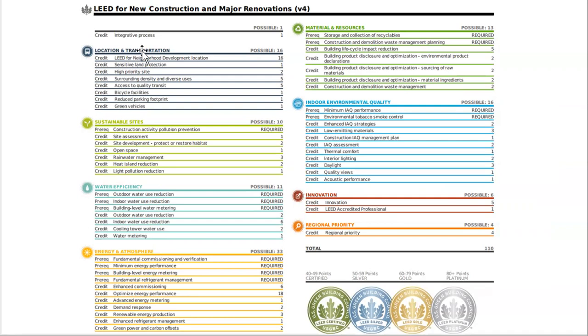Based on the scorecard, there are main categories, and under each category, there are credits. And then you can see on the right side what the possible credits are that you can earn from each category. The descriptions of these categories are given in the LEED book, and I'll provide a link for you guys so you can take a look at it. What are the prerequisites? What are the credits that you can achieve to reach one of these, either certified, silver, gold, or platinum certification levels?